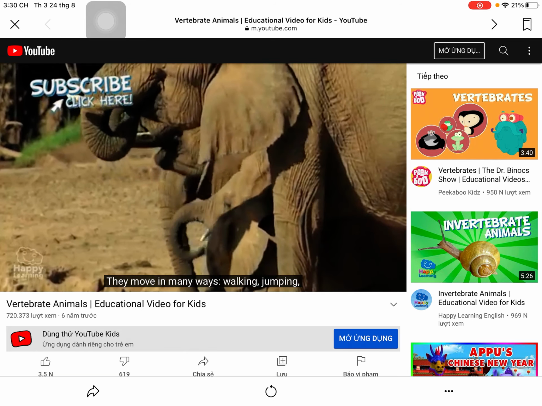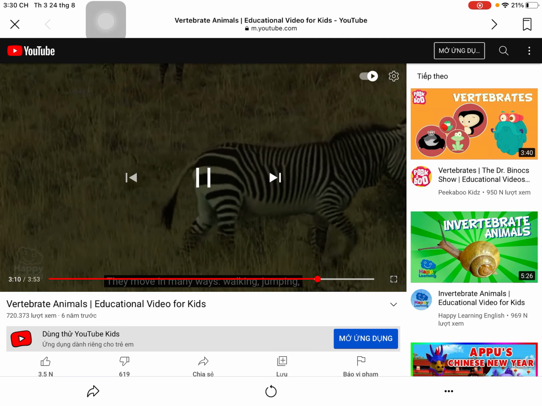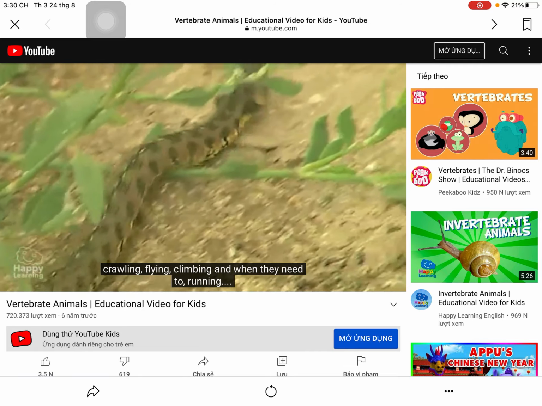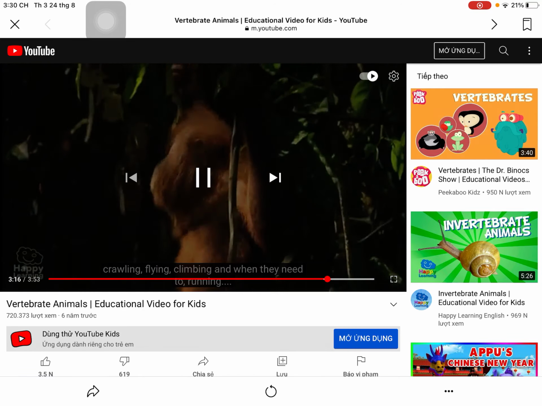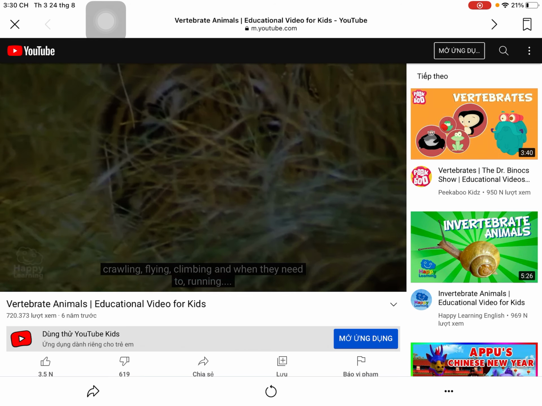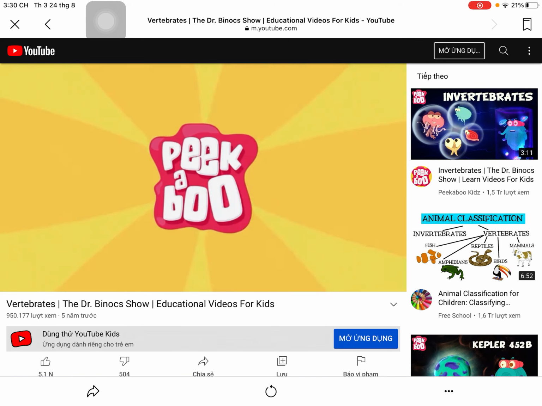They move in many ways: walking, jumping, crawling, flying, climbing, and when they need to, running.